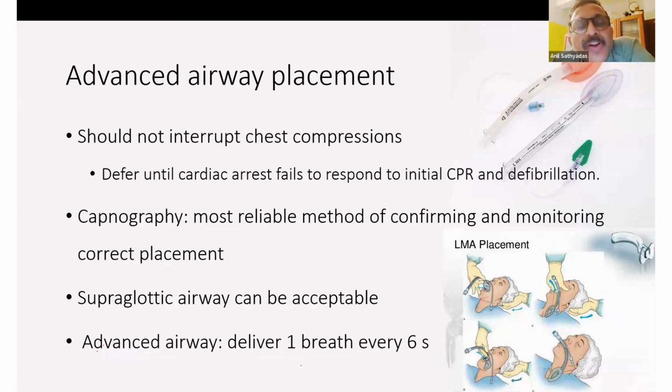When do you intubate the patient in CPCR? So the answer is when expertise is available. If you feel you are comfortable in putting the tube, you can. But the other side is more practically important. Don't stop CPCR for prolonged periods in the name of intubation.